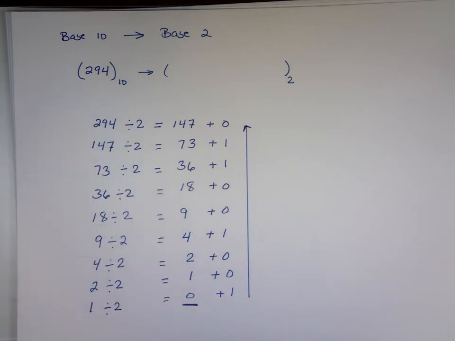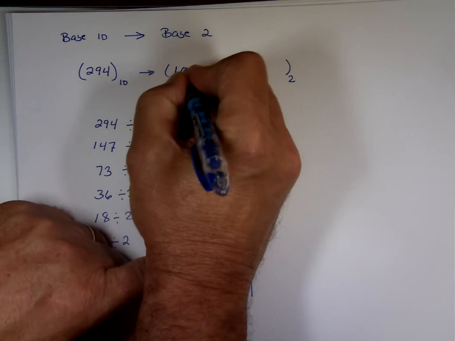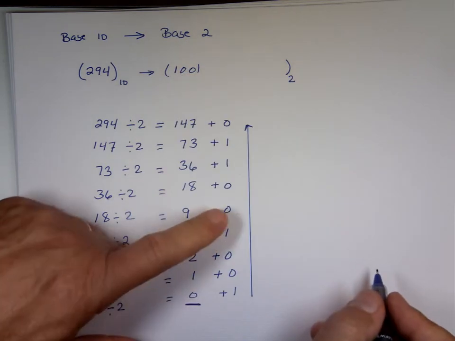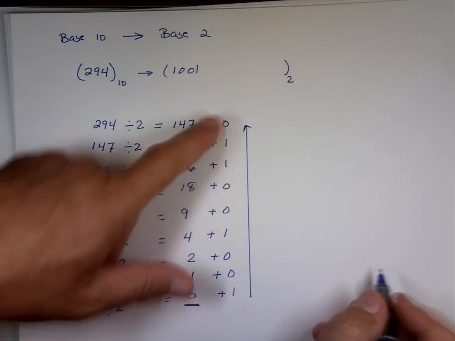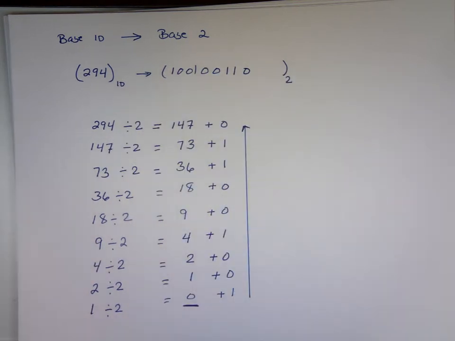So it's going to be 100100110. That's what 294 in base 2 will be. So we have to convert that to that number so the machine will know what we're talking about.